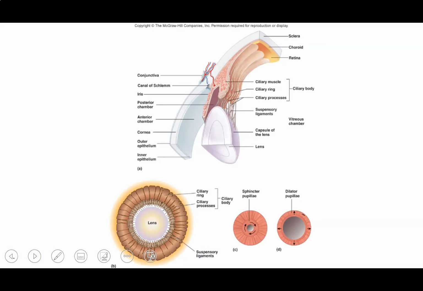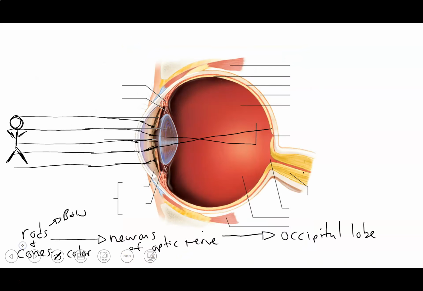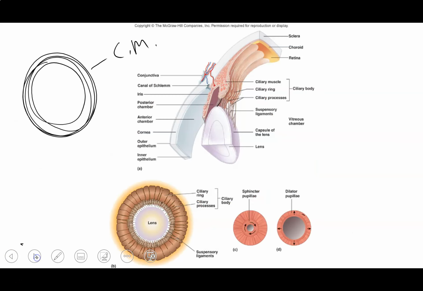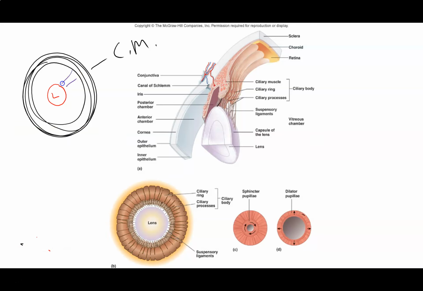Let's go ahead and talk a little bit more about the relationship between the lens, the ciliary body, and the suspensory ligaments. Okay. So I'm going to try to recreate this from an anterior perspective. In black, I'm drawing the circularly arranged ciliary muscles. In red, I am going to draw the lens. I'll just abbreviate it L. And then in purple, I'm going to draw the suspensory ligaments.